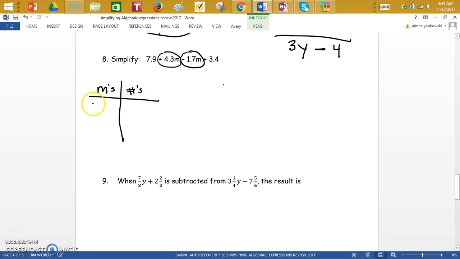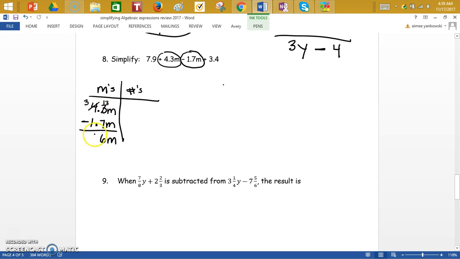So for my m's, I have 4.3m. And then I have minus 1.7m. Signs are different. I'll find the difference. Keep what I have more of. I have more positives. So I'm going to go ahead and find the difference. Take 7 from 3. Oops, I have to borrow. Borrow from the 4. The 4 becomes a 3. This 3 becomes a 13. 13 minus 7 is 6.